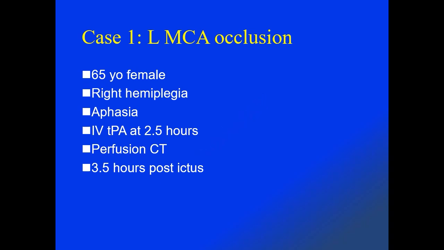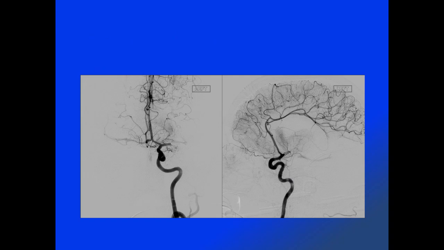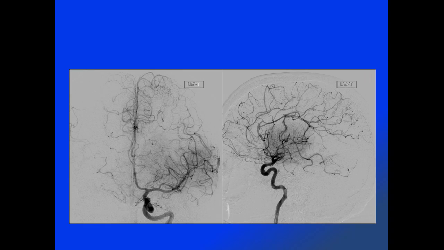Cerebral angiography demonstrated an abrupt occlusion of the proximal M1 segment of left MCA with no significant flow to the left MCA territory. Patient underwent thrombectomy procedure with subtotal recanalization and reperfusion of the left MCA territory.